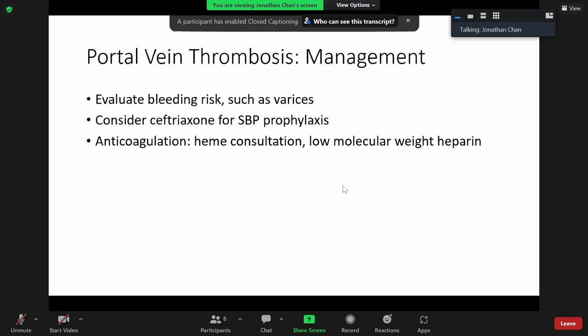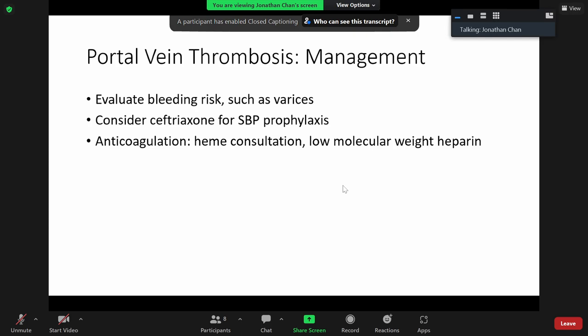So treatment for portal vein thrombosis includes evaluating for any bleeding risk. And sometimes you may have to consult GI for an endoscopy to check for varices. You sometimes can consider ceftriaxone for spontaneous bacterial peritonitis prophylactically. And for anticoagulation, you want a hematology consultation. It usually involves using low molecular weight heparin. As long as the platelets are above 50,000 and the fibrinogen is okay, you can generally consider giving anticoagulation for these patients. You can do other prophylaxis for the varices, such as beta blockers or ligation of the esophageal varices.